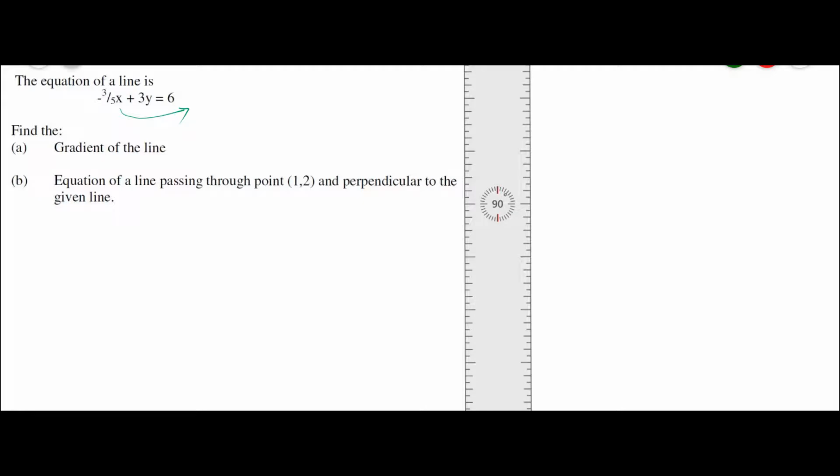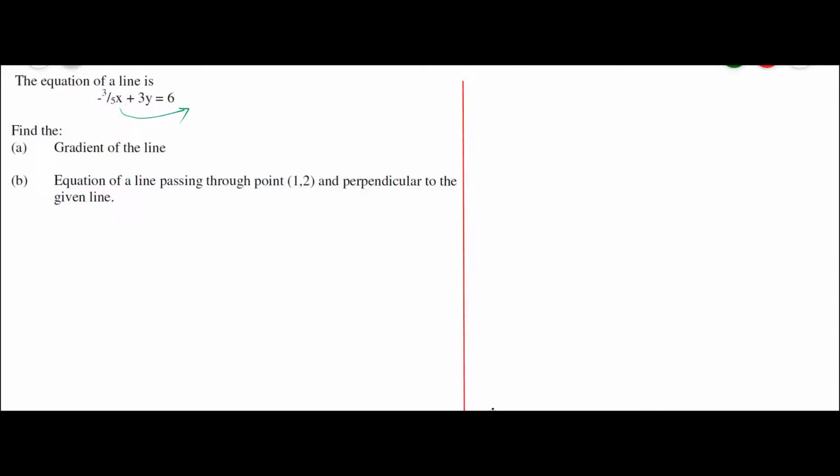The equation of a line is -3x plus 3y equals 6. Find A, the gradient of the line, and B, the equation of a line passing through point (1, 2) and perpendicular to the given line.